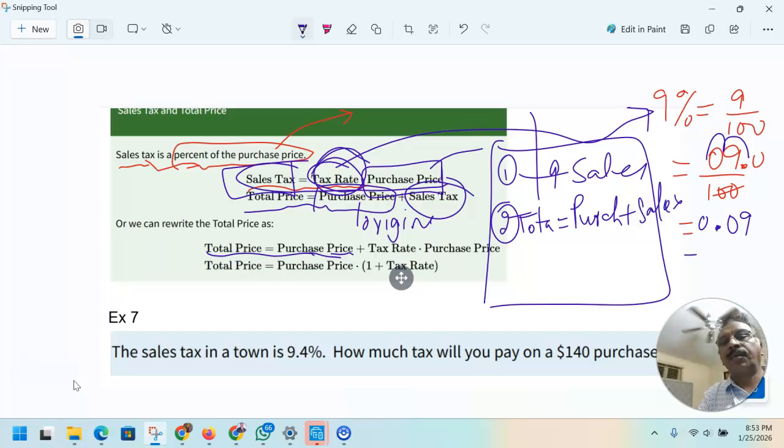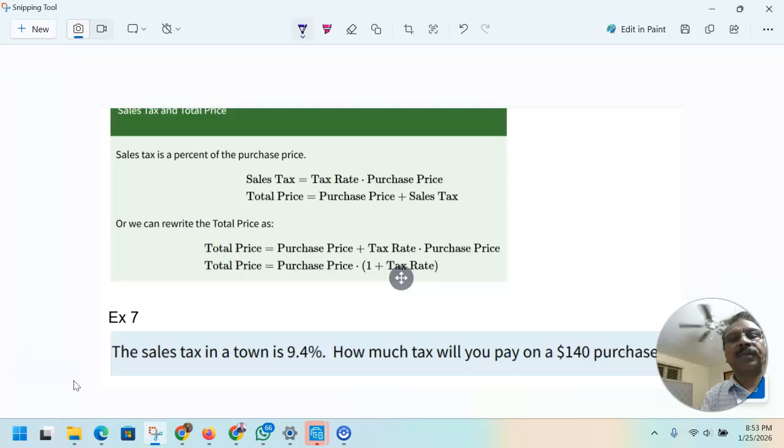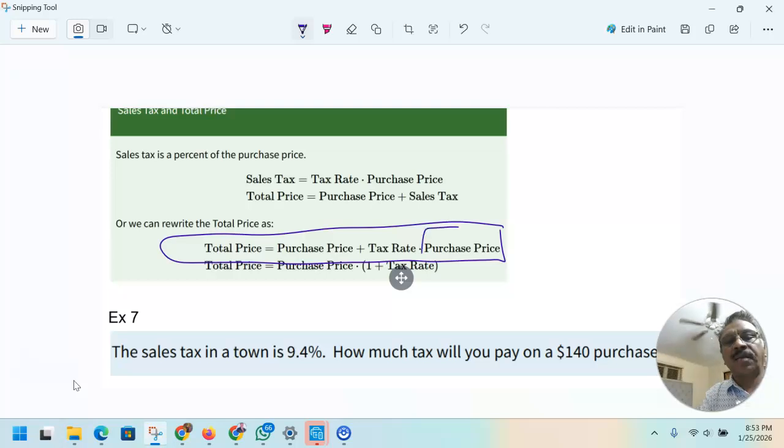Or you could also do the total price directly with the formula. You can just write purchase price plus tax rate multiplied by the purchase price. Or there is also another way to do it directly. I want you to make sure you get this piece right. You can see there is a purchase price and the purchase price is repeated.